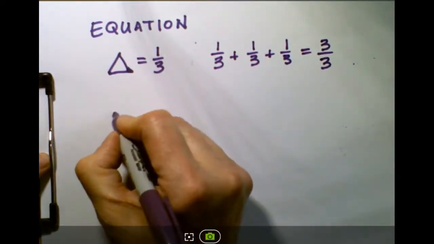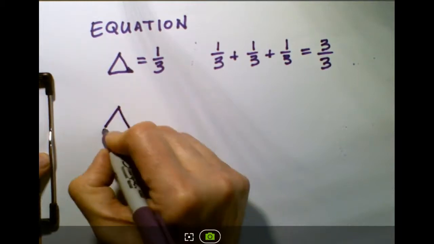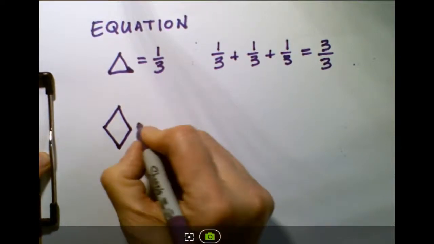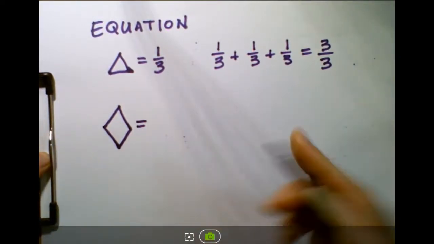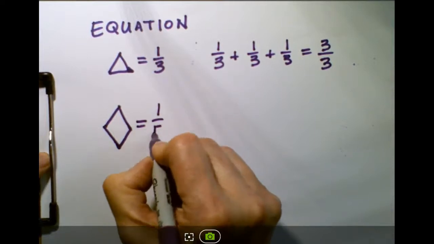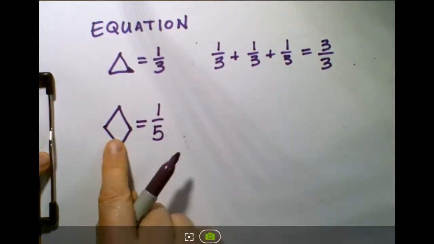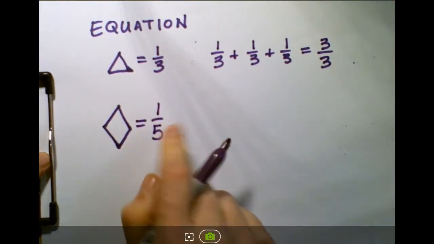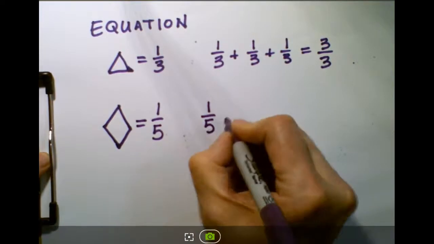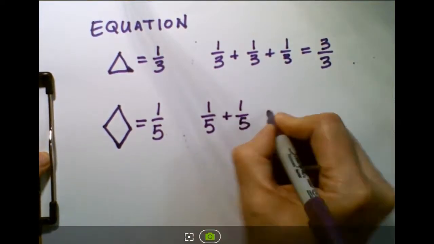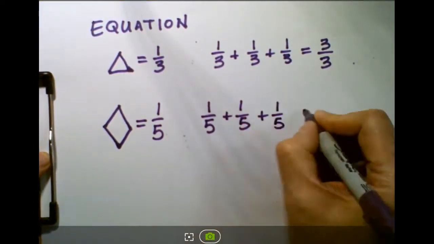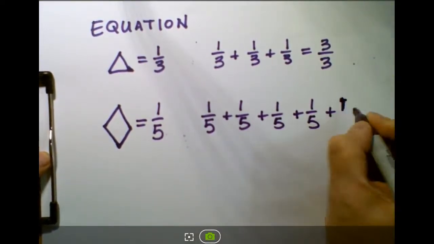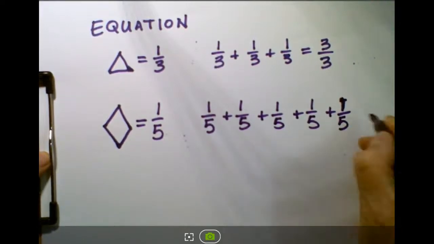Let's say that we are given a diamond shape. And it doesn't really matter what the shape is. What matters is, what is the unit fraction? So let's say that our unit fraction in this case is 1/5. The equation to find the whole means that we have units of 1, but there are 5 in the whole. So it's simply 1/5 plus 1/5 plus 1/5 plus 1/5 plus 1/5.